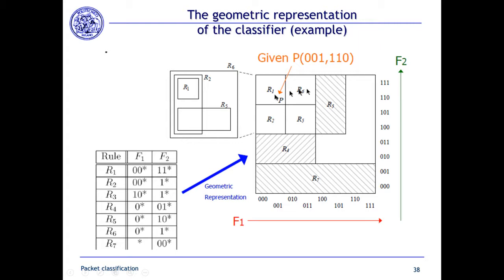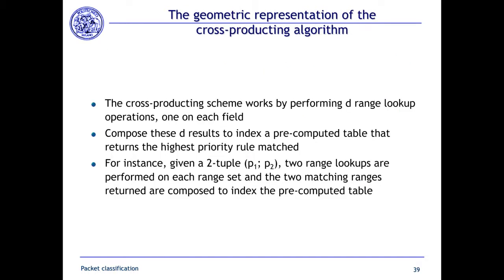Okay, but actually the first interval on both the dimensions corresponds to this tile, which is R1. And you already know that is R1 because you solved in advance the overlapping problems by comparing the priorities of the rules. This is called a cross-product algorithm, and so it works by performing d range lookup operations, one on each field, and then you compose the results in the pre-computed table, and then you have the result that is the highest priority rule, which is matched by that specific packet.